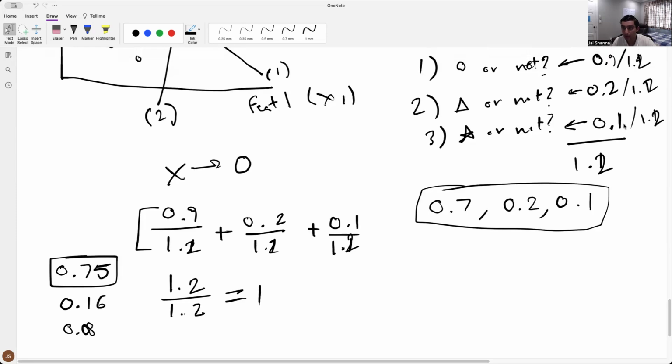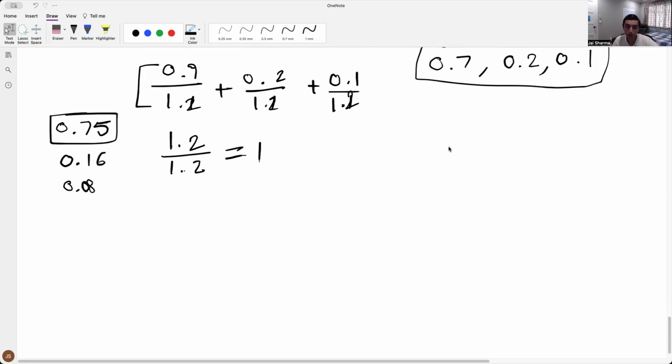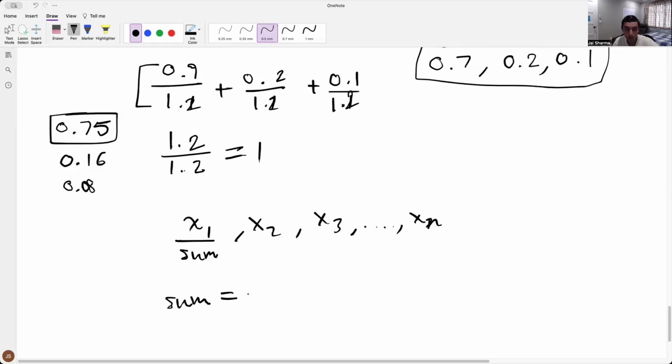So this is not the method that's used. It's very, very close to the method that's used. I just want to point out a fact to you: if you have numbers x1, x2, x3, all the way to xn, and you want to make these numbers sum to one, then what you could do is just divide by the sum of all of the numbers, where the sum is just x1 plus all the way to xn.